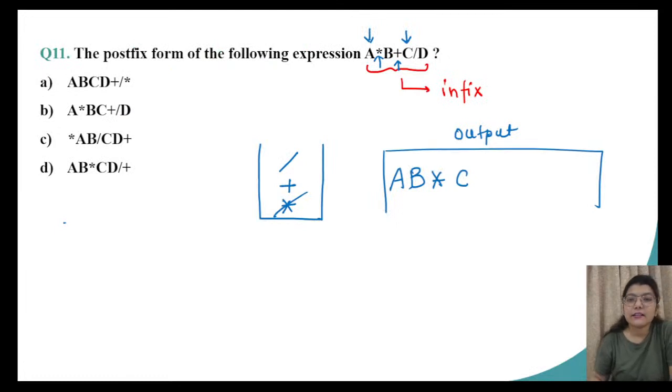So C has come, and D, this division is also there. Now D will come over here. Now all my operands are there, so I'll start popping, and popping will always be performed from the top. So this will be popped, and then plus. So A, B multiply, C, D divide and plus. So the correct answer is option number D.